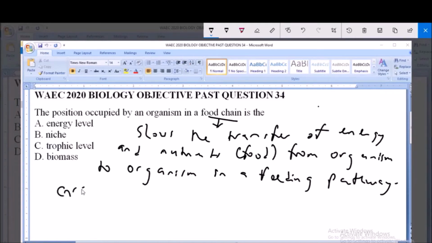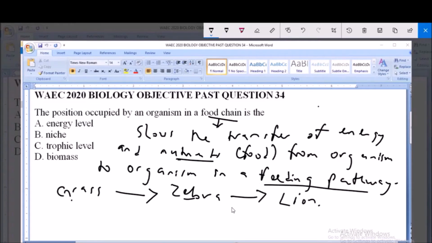You have something like this. You can have grass, then zebra, and then lion. So this feeding pathway shows that the zebra eats grass, so therefore nutrients and energy is transferred from the grass to the zebra when it eats it, and then the lion eats the zebra, and then the energy or nutrients are transferred from the zebra to the lion. So that feeding pathway that shows the transfer of energy or nutrients from one organism to another is what is known as a food chain.